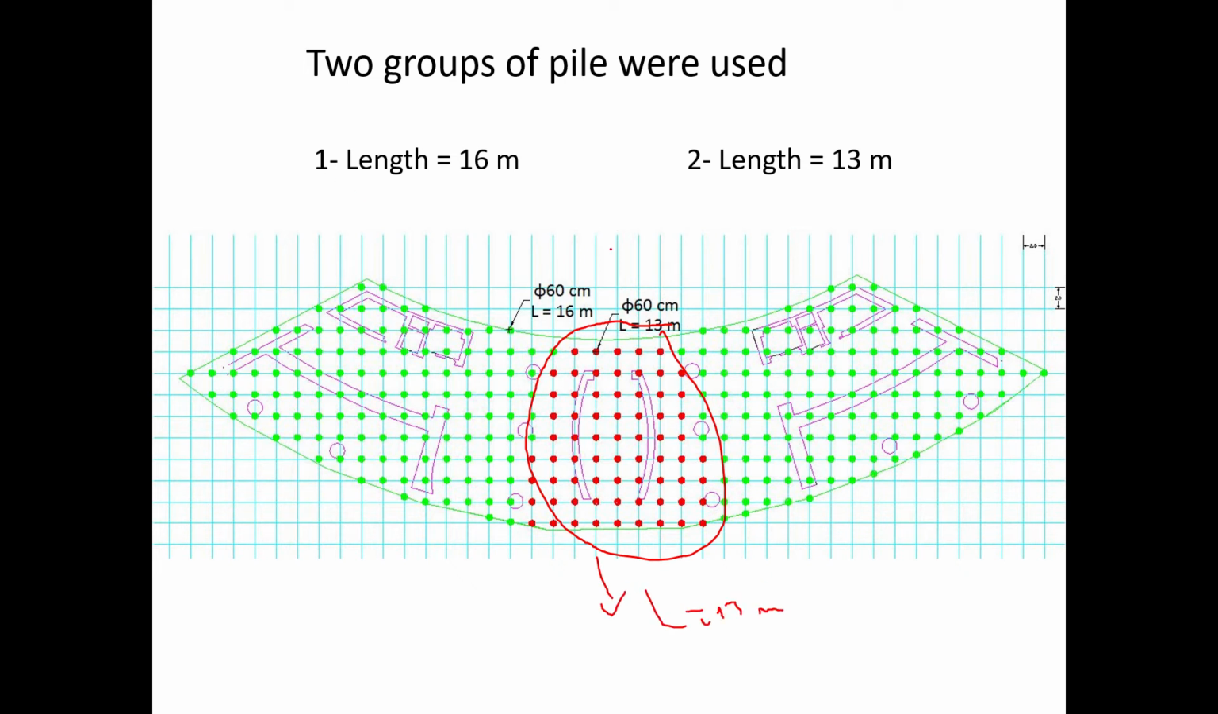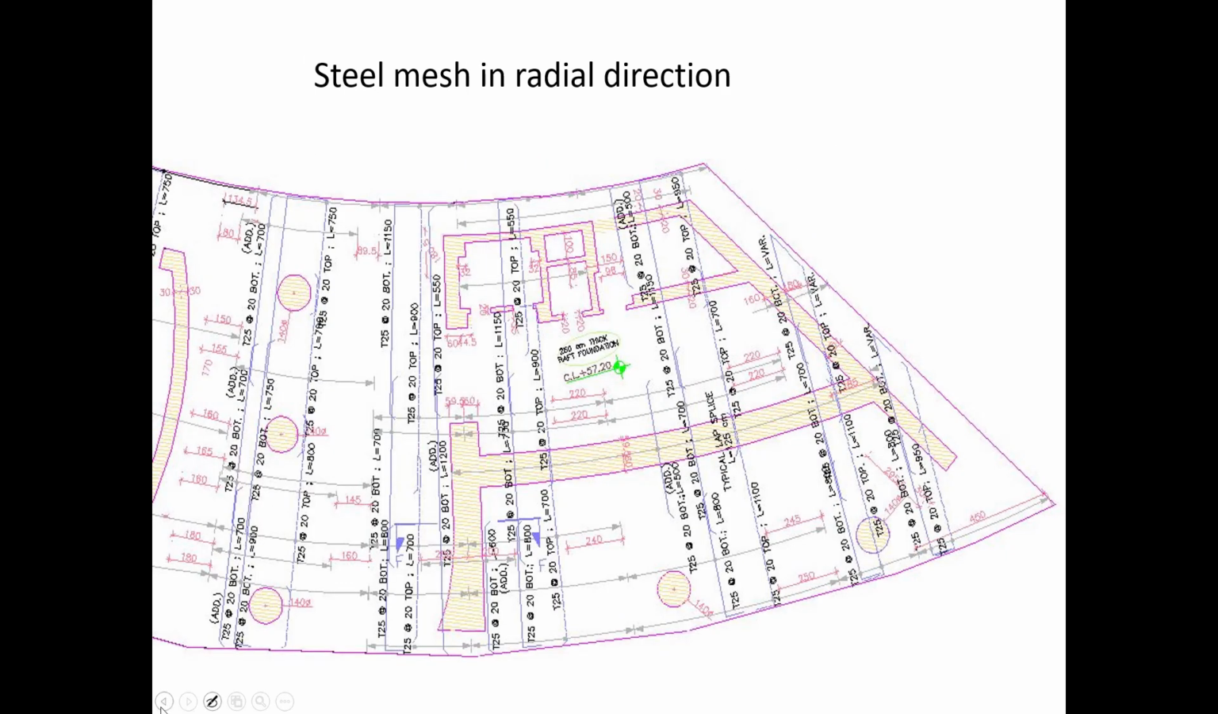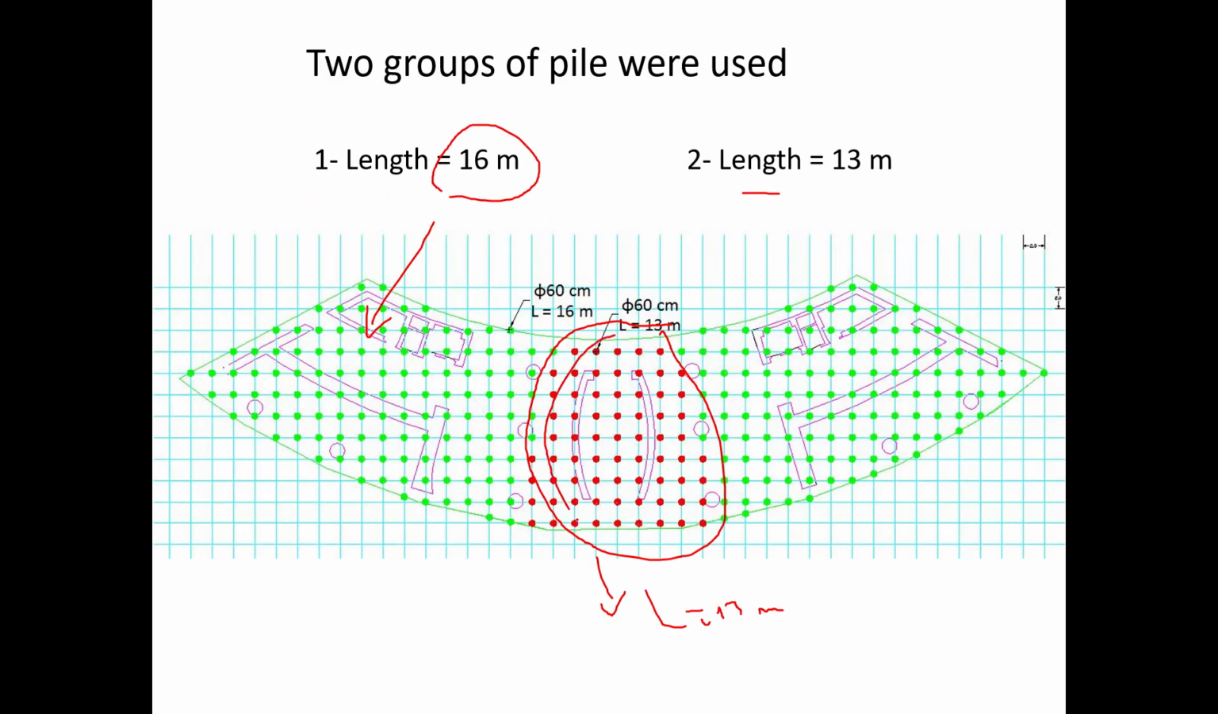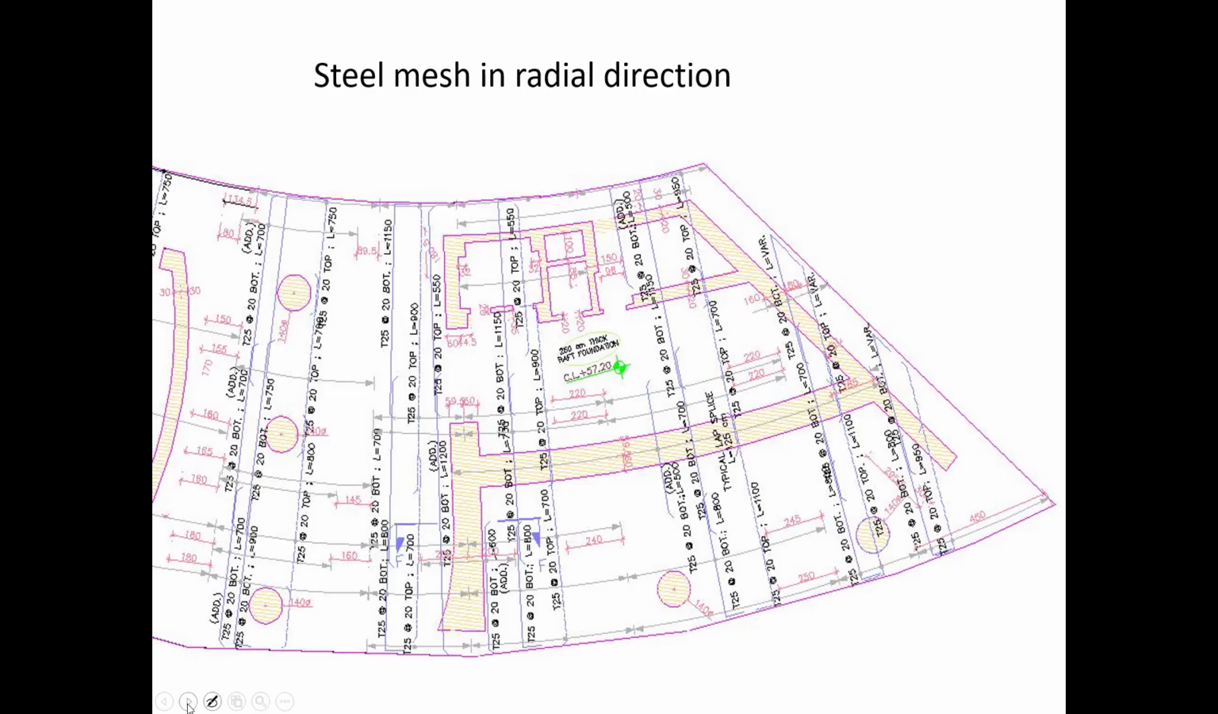And in the green area we can use 16 meters. We can check if it's safe or not using the SAFE program, and we will see that in this area we can move with a pile of 13 meters. So we have a steel mesh in the radial direction. This is the radial direction.